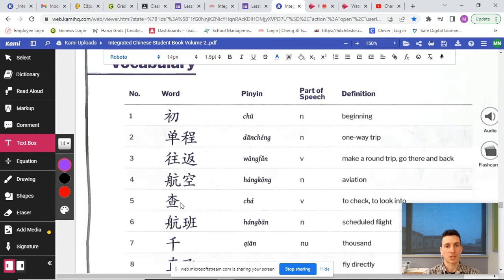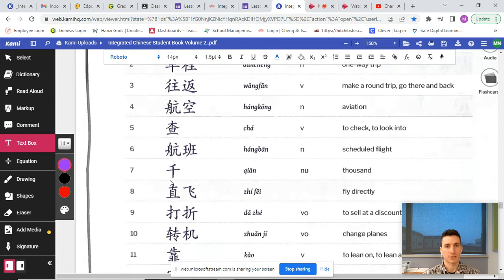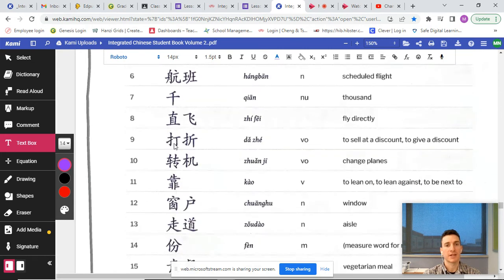查 means to check. 航班 is scheduled flight, went over that. 签 Qian is 1,000. I'm not sure that we've run into a number like this yet. Qian goes after bai. Bai is 100, so this is qian, 1,000. Zhifei, zhi means direct, fei is flight or fly, so direct flight. Da zhe, we went over this, it's a discount. Zhuanji, zhuan means to change, ji, planes. So to transfer. We would say in English to transfer, but literally to change planes because ji is plane.